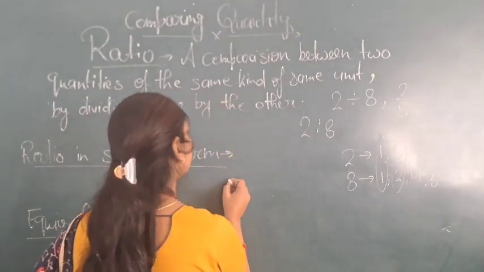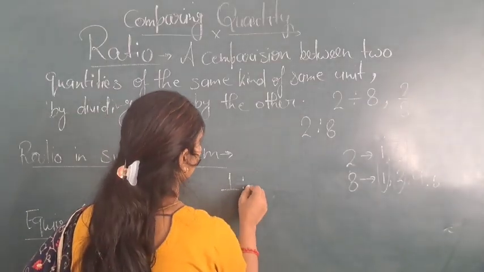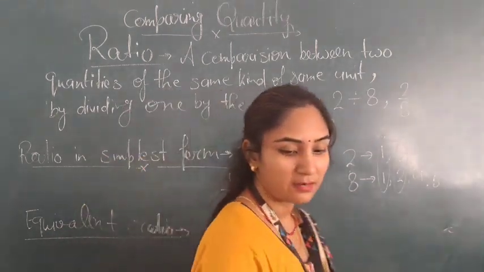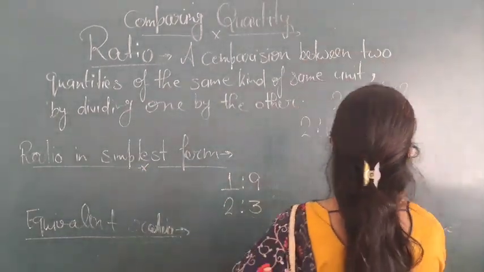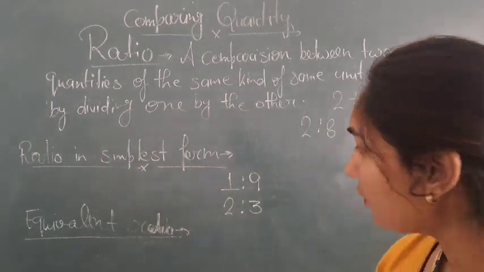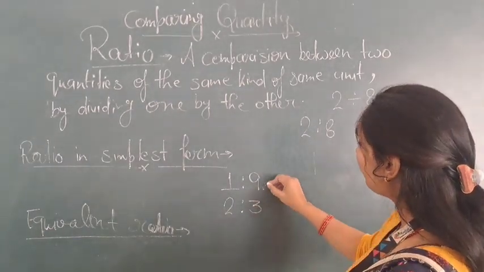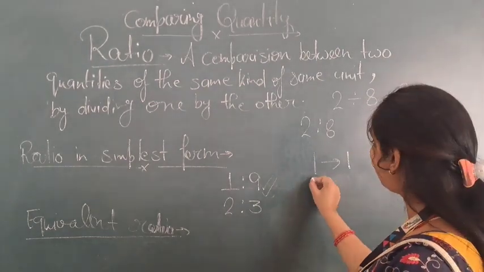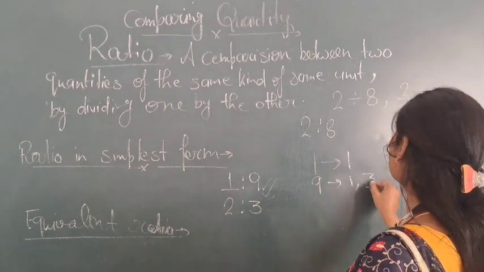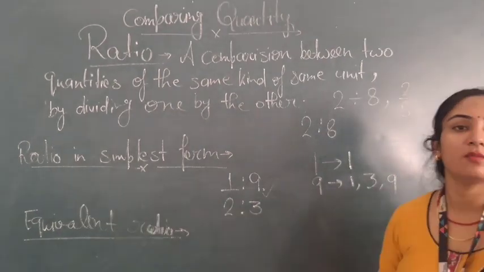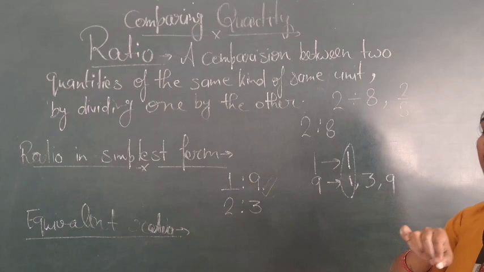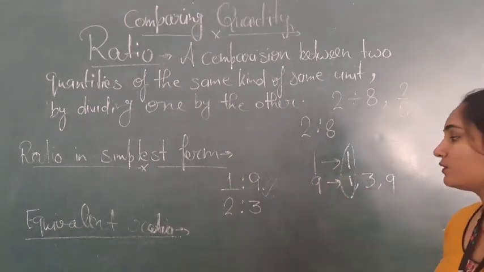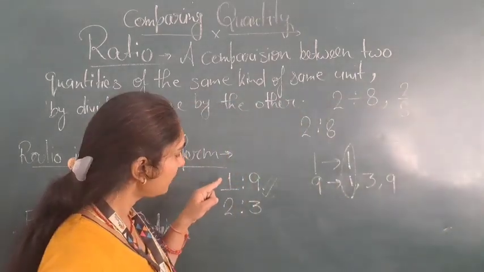But if we write 1:9 and 2:3, then we will check whether they are in the simplest form or not. 1:9. 1 has the factor 1, and 9 has 1, 3, 9. How many common factors do they have? Only one common factor, that is 1. So this ratio is in the simplest form.